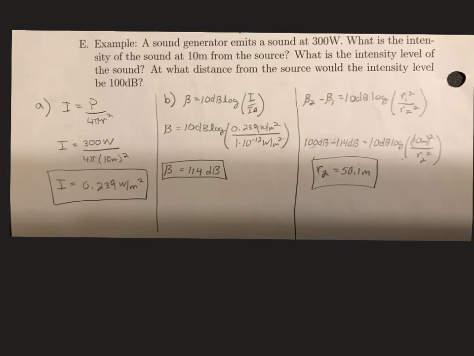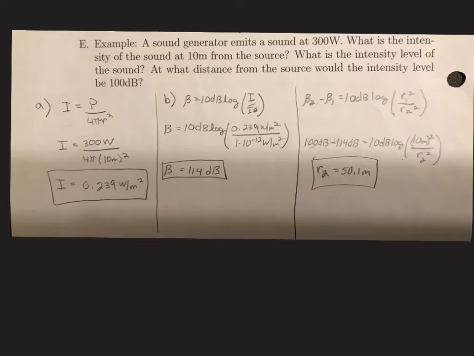In this example video, we have a sound generator that's emitting a sound at 300 watts. We first want to know what the intensity of the sound is at 10 meters away. We want to know what the intensity level of that sound is. And then we want to know at what distance from the source the intensity level is 100 decibels.